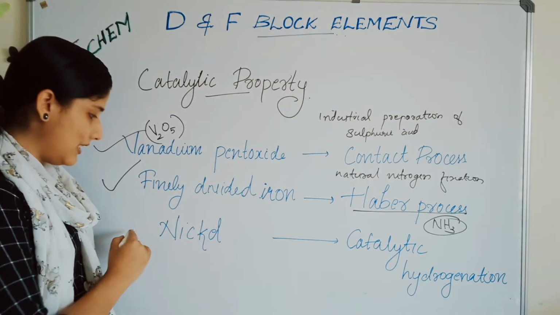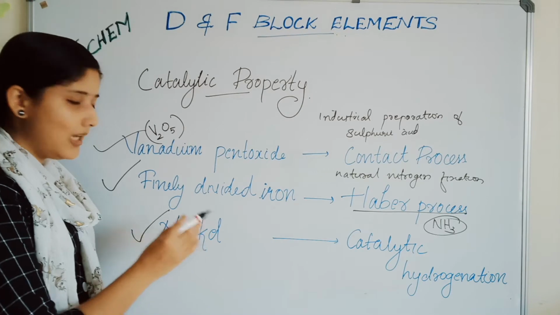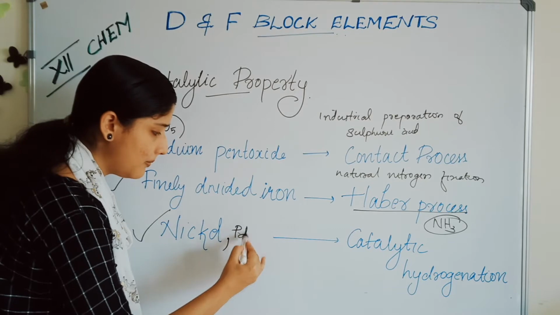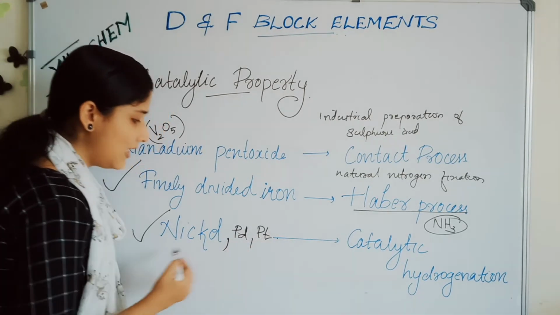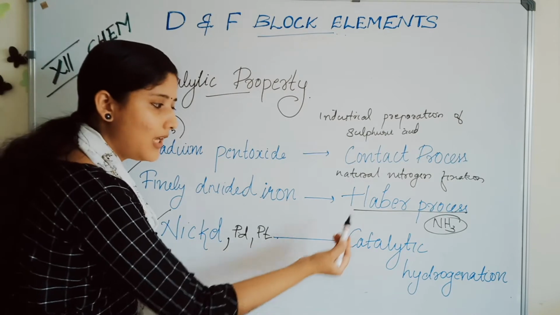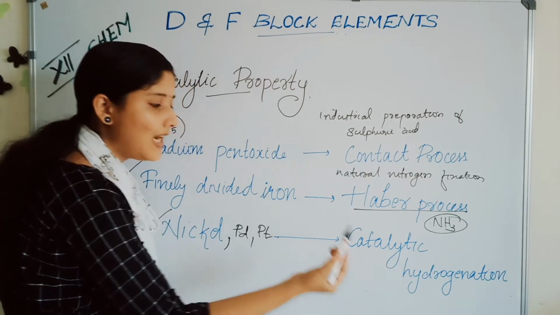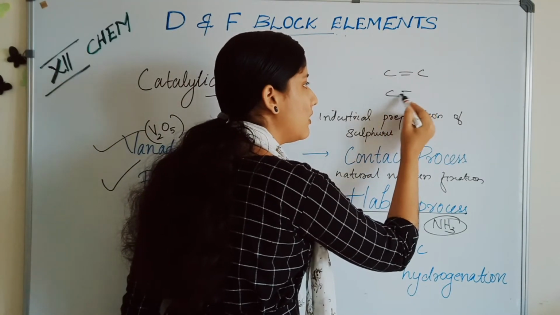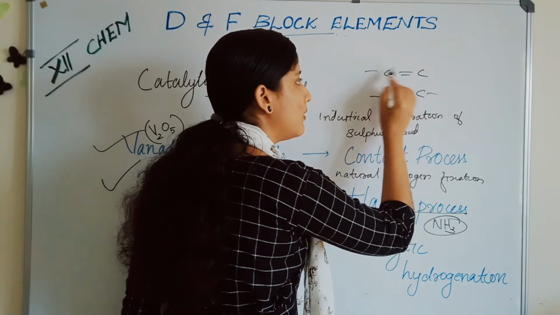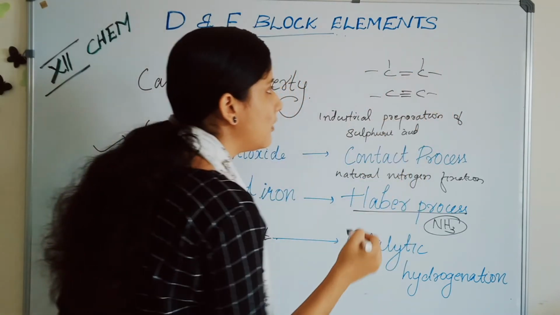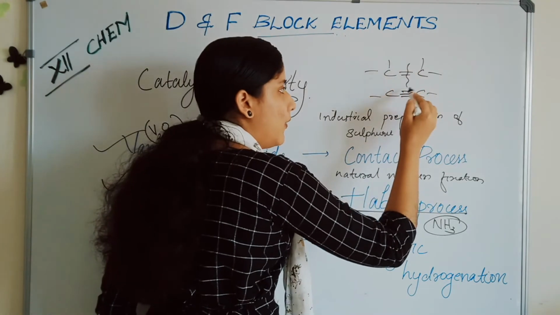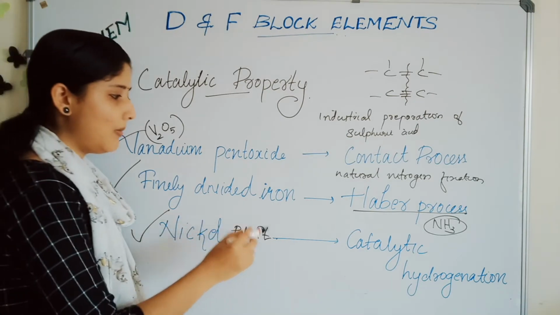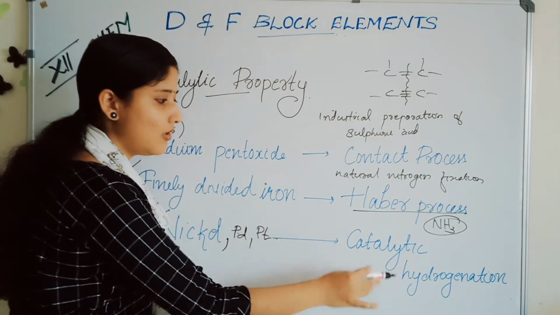The next example is nickel. Transition metal nickel is used in catalytic hydrogenation. Nickel, palladium, platinum. These three metals can be used for catalytic hydrogenation. Catalytic hydrogenation means the breaking down of double and triple bond. For breaking this double and triple bond, we use the catalyst like nickel, palladium and platinum. They are used in catalytic hydrogenation.